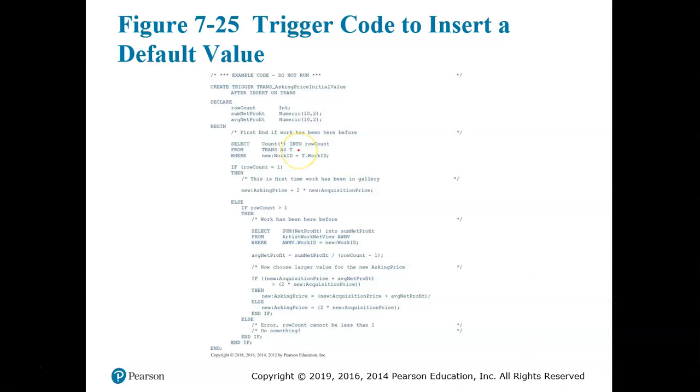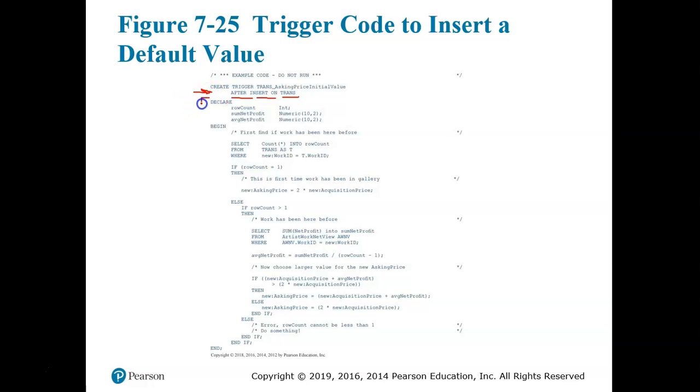For example, this is a trigger code to insert a default value. What is going on here? We will start with create trigger, the name of the trigger, after insert on trans. What does this mean? This means that if I have an insert statement, then after this insert statement is executed on the table trans, this trigger will be executed.